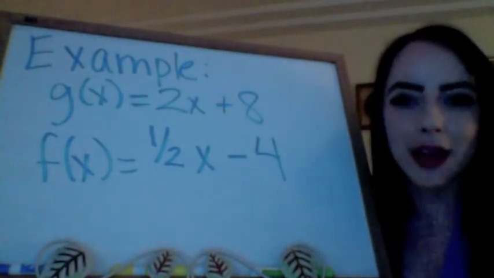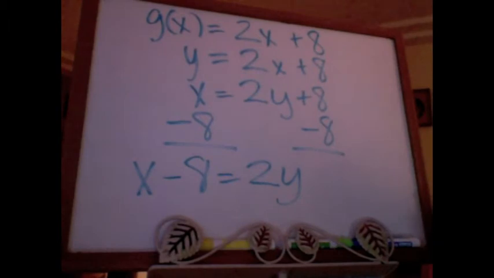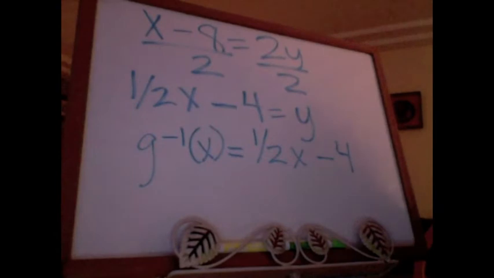Let's try one more sample problem. First, replace g of x with y. Next, switch the x and the y. To get y by itself, subtract 8 from both sides. Divide both sides by 2. Replace y with g^-1 of x.